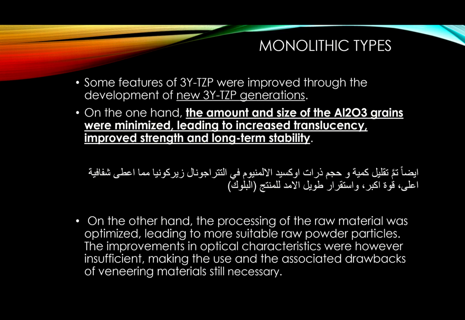Now we're going to talk about the amount and size of aluminum oxide and its effect on translucency, and we're going to put all the factors that affect translucency in one slide for ease. But for now, I want you to know that aluminum oxide grains were minimized, leading to increased translucency. But it had another effect that we will talk about. I don't want to confuse you right now.